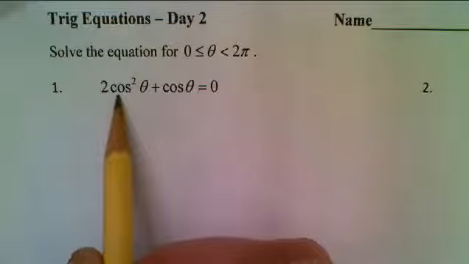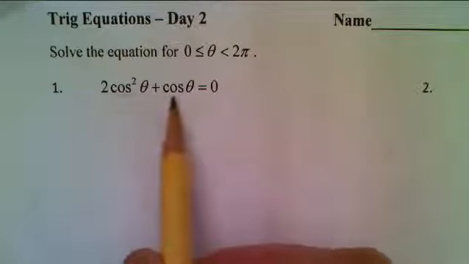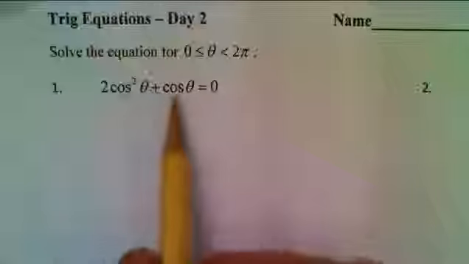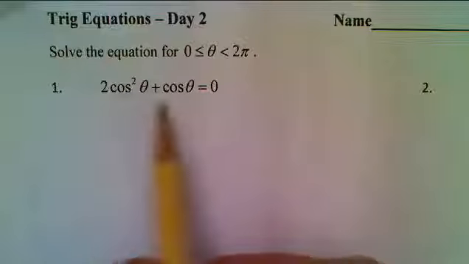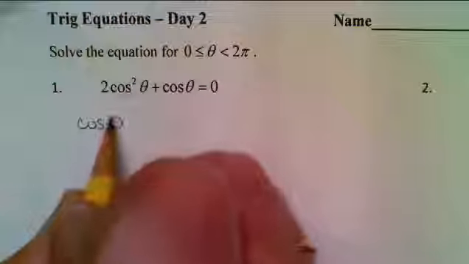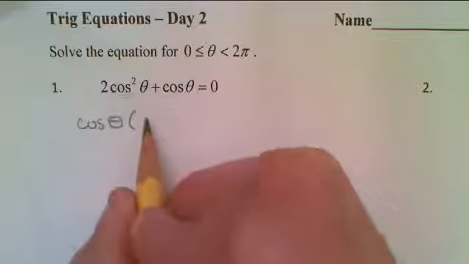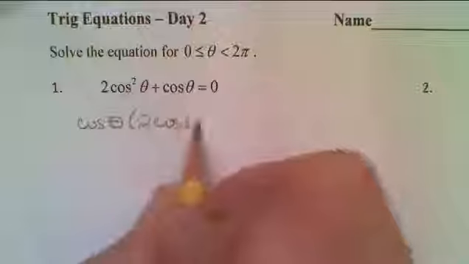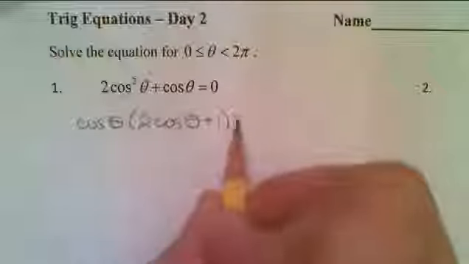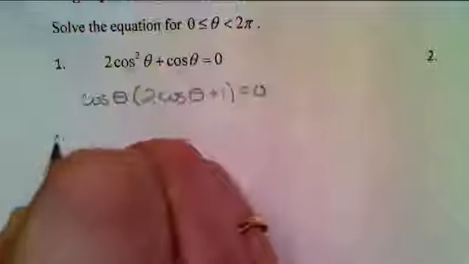So the first one, you have to remember you're thinking of the trig function as your variable. So this is like having 2x squared plus x. And so if you had a quadratic like that and you wanted to factor it, you would take out the common factor. So we take out a cosine theta. So I'm left with 2 cosine theta for the first term, plus, I divide that by cosine theta, I'm left with 1. Alright, so it factors into that. Set each factor equal to 0.